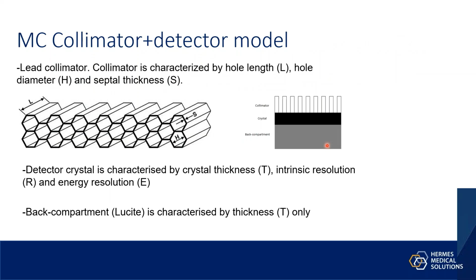Our Monte Carlo simulator is developed in-house. It assumes that the collimator is made of lead. It's characterized by its hole length, hole diameter, and septal thickness. And then behind the collimator, we have the detector crystal, which is characterized by its crystal thickness, intrinsic resolution, and energy resolution. We also model the back compartment because it's possible that the high energy photons pass through the crystal but backscatter from the back compartment, and we also model that in our Monte Carlo simulations.